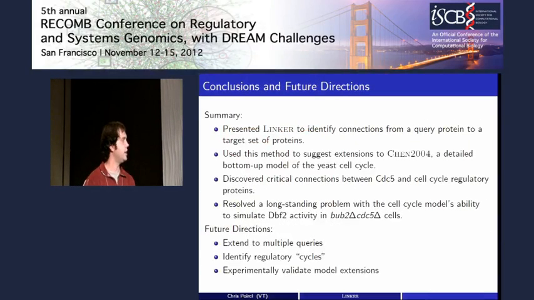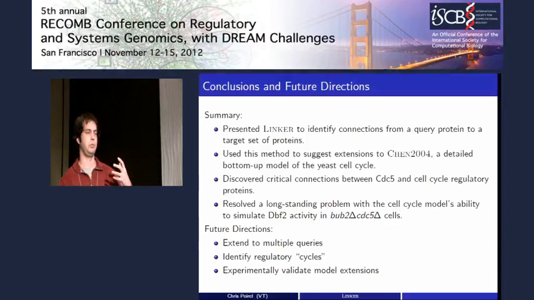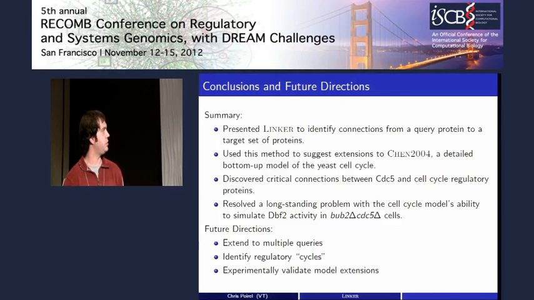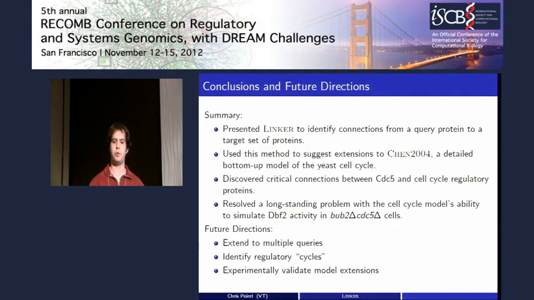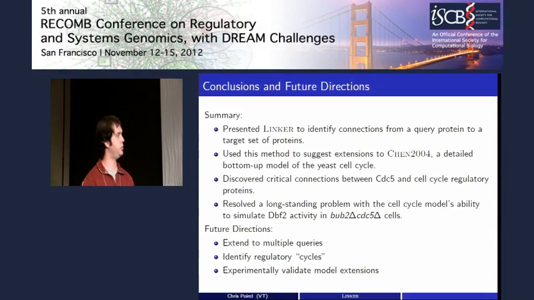So just as a summary, I've discussed our method, Linker, for identifying these connections from some query proteins or target proteins in the network. We've used this method to suggest extensions to the Chen 2004 model, and we were able to discover critical connections that the modelers already knew about. But by asking for more and more interactions, we were able to identify a particular interaction that solved a long-standing problem with the cell cycle model's ability to simulate this particular double deletion mutant, BUB2 and CDC5.